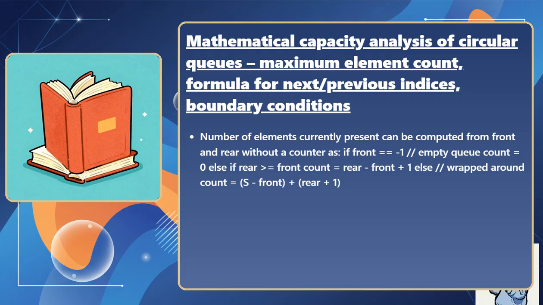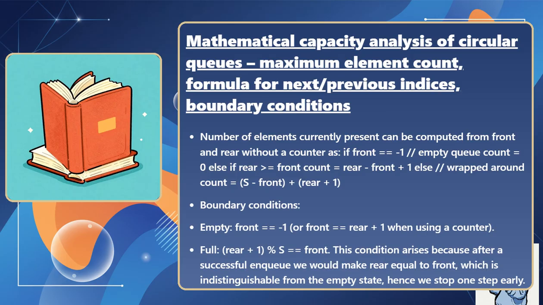The number of elements currently present can be computed from front and rear without a counter as follows. If front equals -1, the queue is empty and count equals 0. Else if rear is greater than or equal to front, count equals rear minus front plus 1. Otherwise, when wrapped around, count equals S minus front plus rear plus 1.